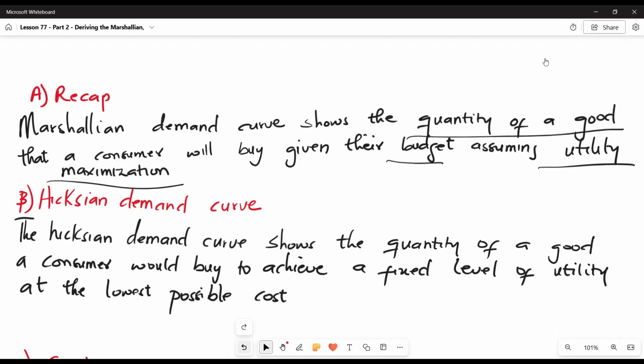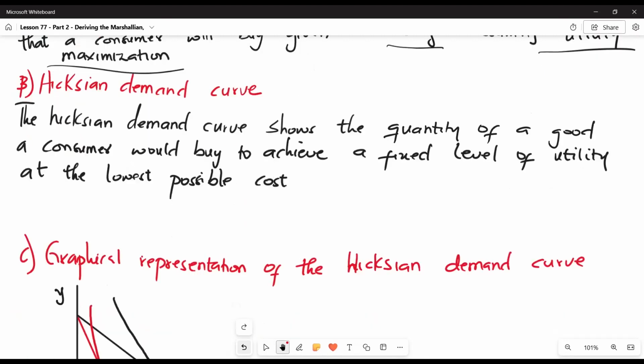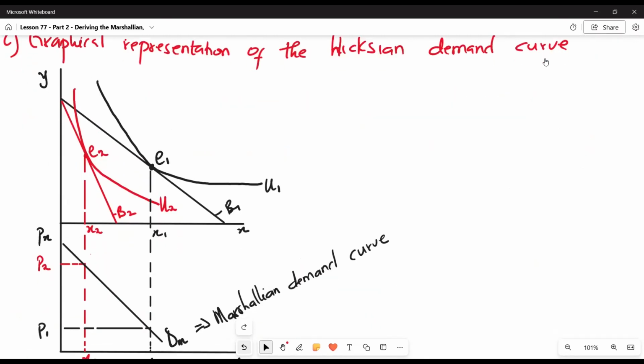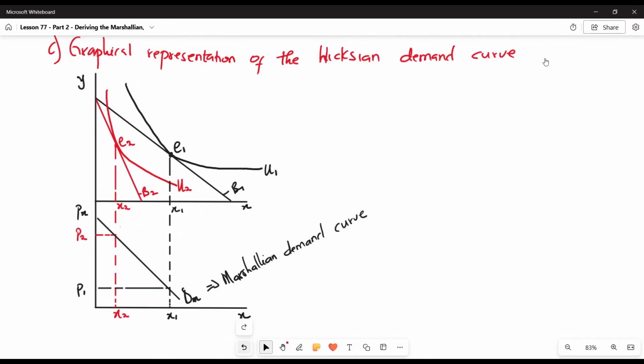The Hicksian demand curve is sometimes called the compensated demand curve because it is usually constructed by adjusting income as price changes so as to keep the consumer's utility constant. Hence, the consumer is compensated for the price changes and his utility is the same at every point on the Hicksian demand curve. Now let's move on to a graphical representation of this curve. Let's recall that this was our Marshallian demand curve, which we derived in our previous lesson.